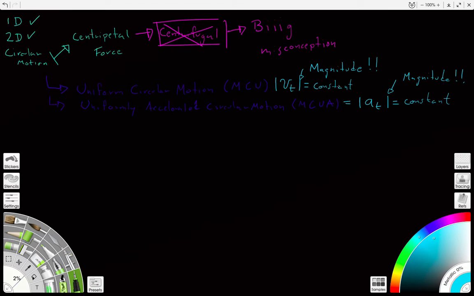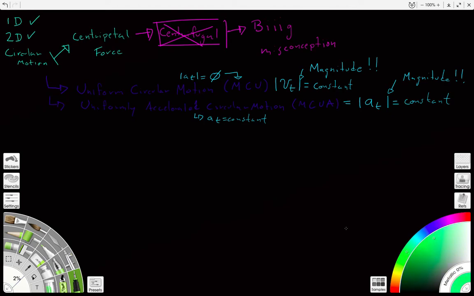In uniform circular motion, since the magnitude of the tangential speed is constant, we can say that the magnitude of tangential acceleration is 0. Only for this specific case. For uniformly accelerated circular motion, this refers to the tangential acceleration, so this thing is constant. Okay, so that is it for this.